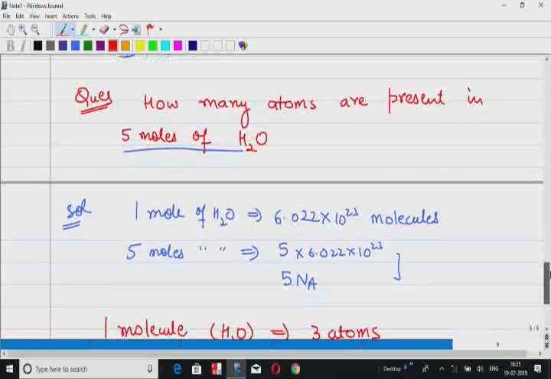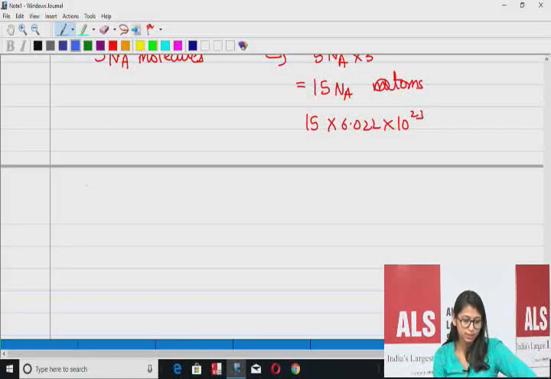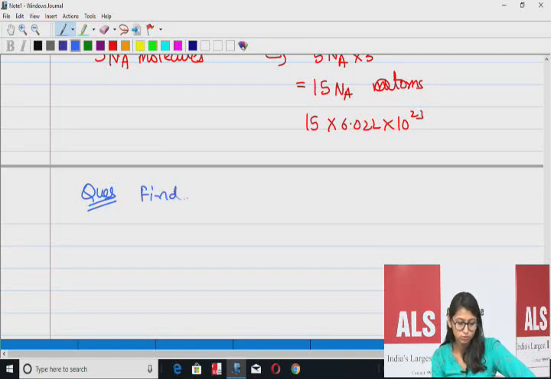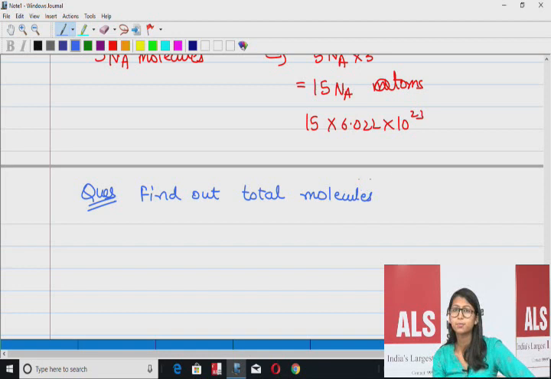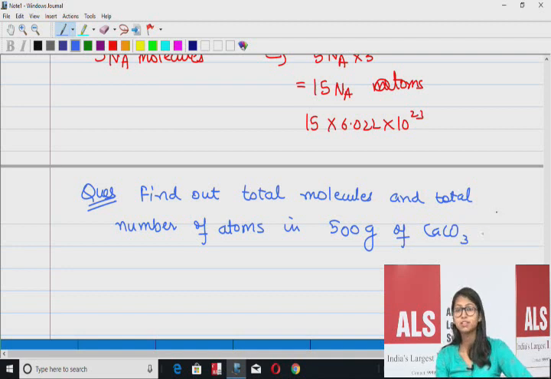So the number of atoms we are now able to calculate from the number of moles. Let's do one more question. I am taking you into a little bit more detail. Find out the total molecules. I think I have given this type of question in the homework also. And the total number of atoms in 500 grams of CaCO3.